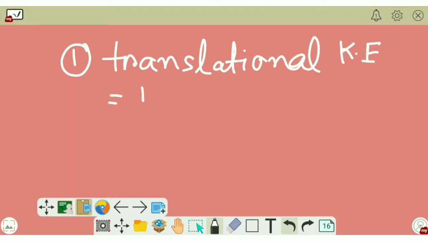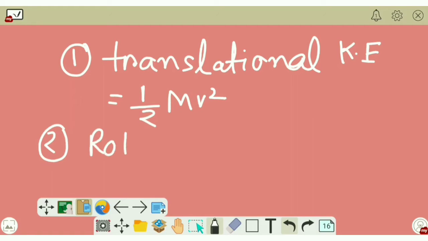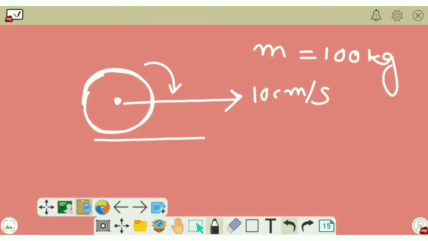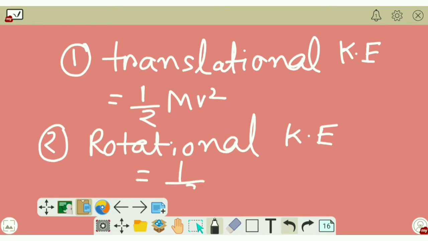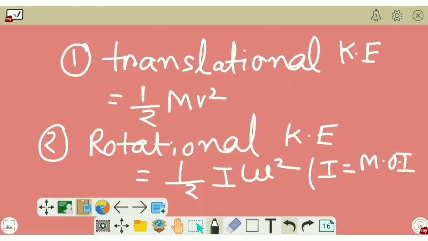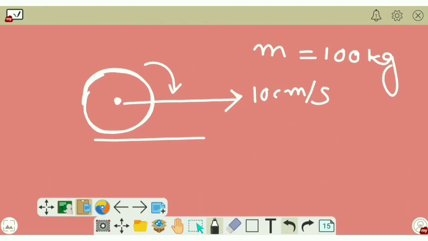which is equal to half mv square, and another one is rotational kinetic energy. As this disc is not slipping, it is rotating, so this is rotational kinetic energy, and it equals half I omega square, where I is the moment of inertia of this system and omega is the angular velocity. Okay, now what is the moment of inertia of that system with respect to this axis?